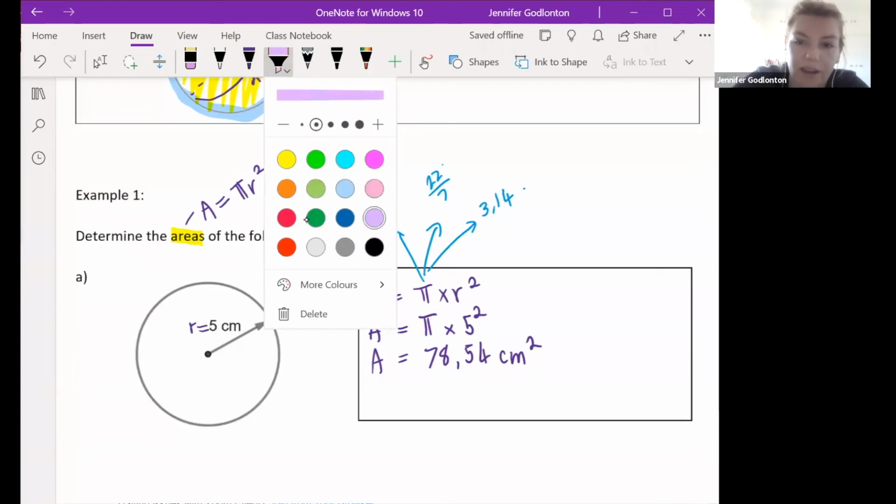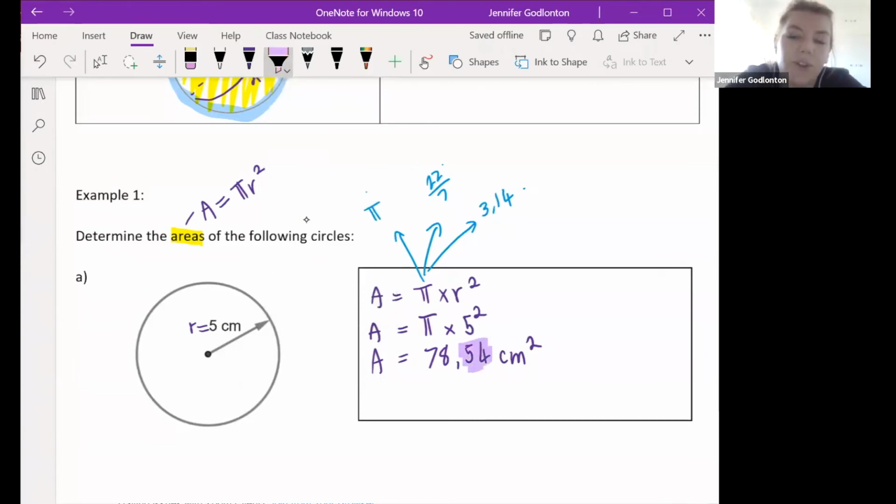First important thing, we always round off to 2 decimal places unless we are asked otherwise. We never round off to a whole number. So unless we are told otherwise, we always round off to 2 decimal places. The second important thing is that because we're dealing with area, our units need to be squared.